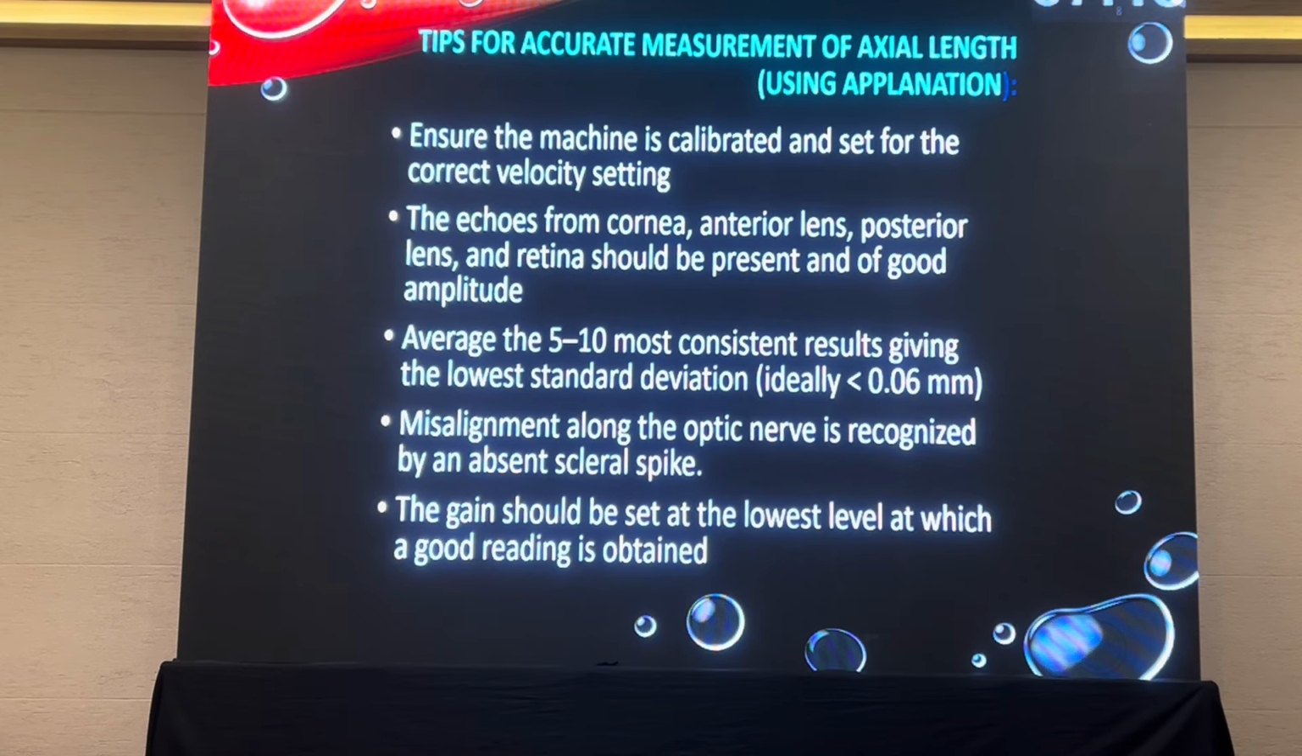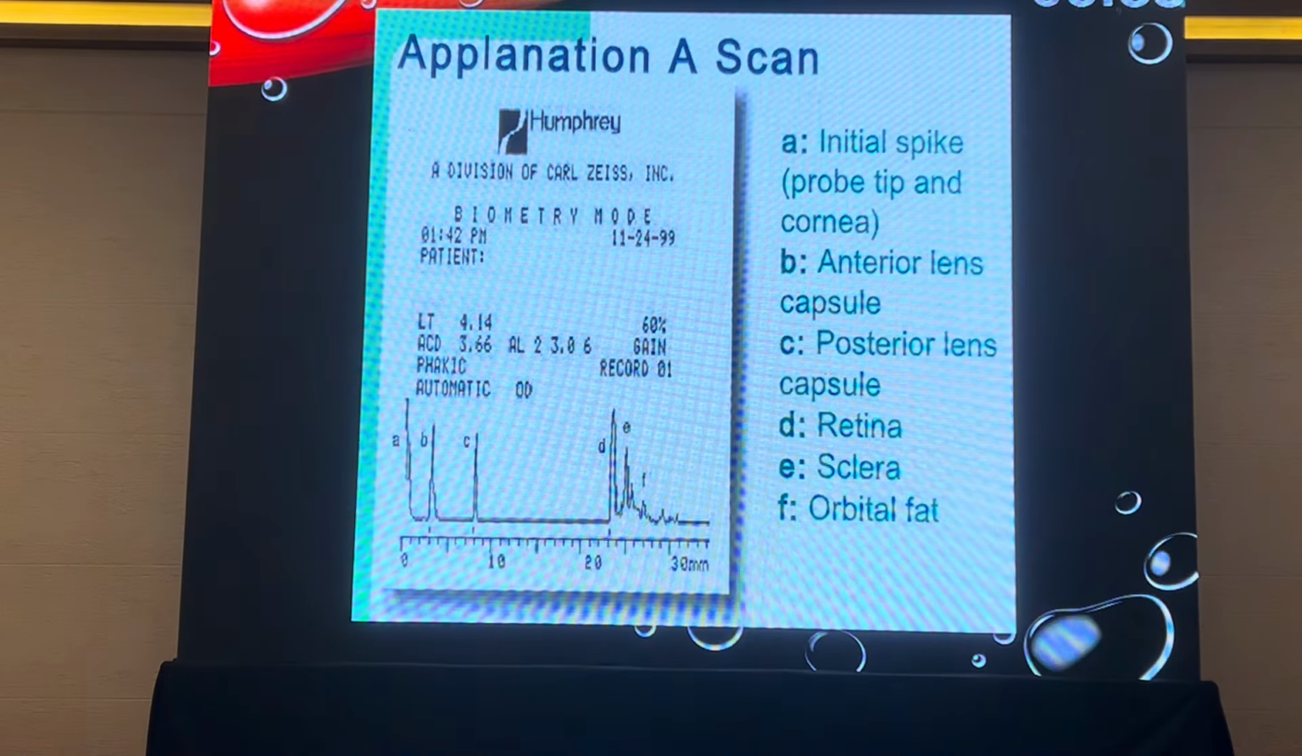Every ultrasound machine, biometer, has a small cylinder in it, which can be used to calibrate the machine before doing every scan, or at least at the beginning of the day. You also have to look at the echoes from the cornea, the anterior lens, the posterior lens capsule, and the retina, which should be of equal height, and then there should be an attenuation because of the orbital fat. You should take a minimum of at least 5 to 10 readings, and use the least gain which gives you a good reading. It shouldn't be kept at the maximum height.